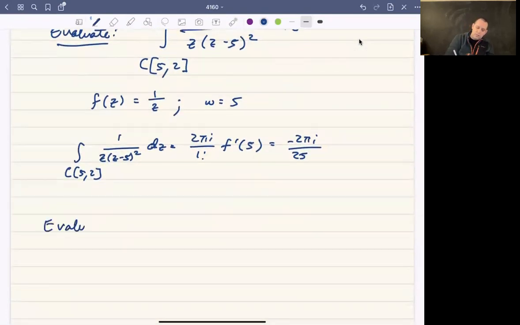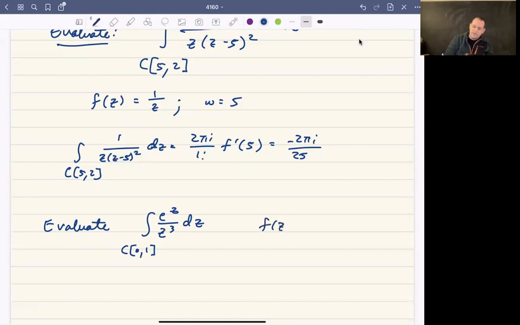And then one more. Let's evaluate the integral of e to the z over z cubed dz, where this is just going to be over the circle centered at 0 of radius 1. All of these circles, by the way, are positively oriented. So we're going to evaluate this integral, e to the z over z cubed. And let's see what's going to happen here.